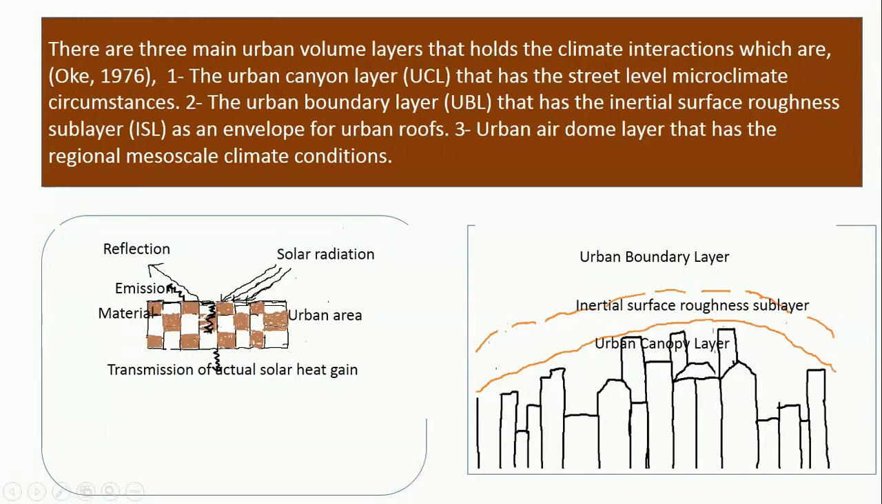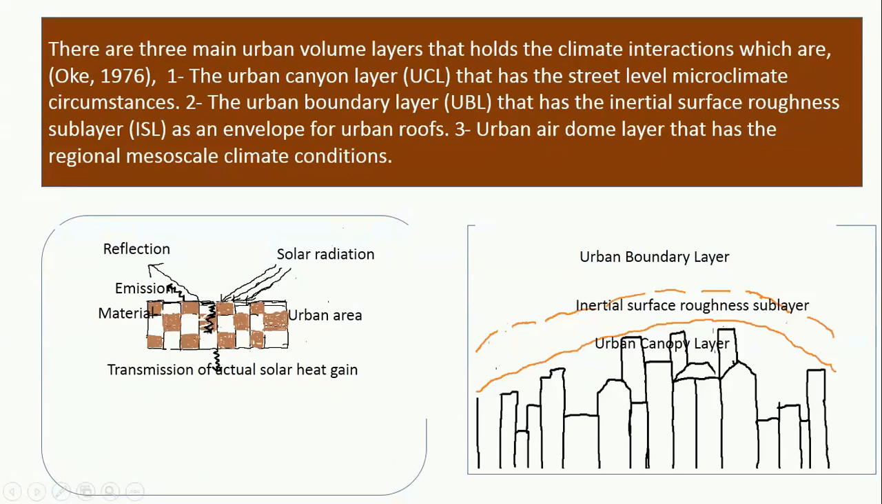It is actually what creates UCL. It is a canopy layer, and first it creates a microclimate. The second one is the urban boundary layer, that is UBL, and between the urban boundary layer and the urban canopy layer there is an inertial surface roughness sublayer. So these three layers are here.